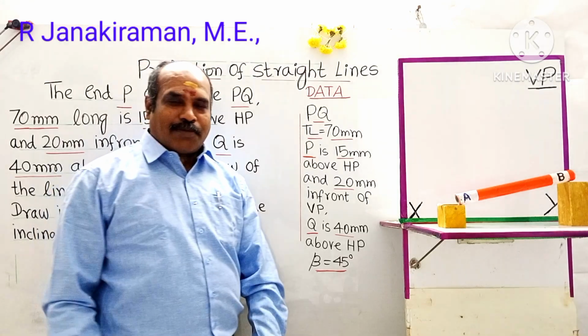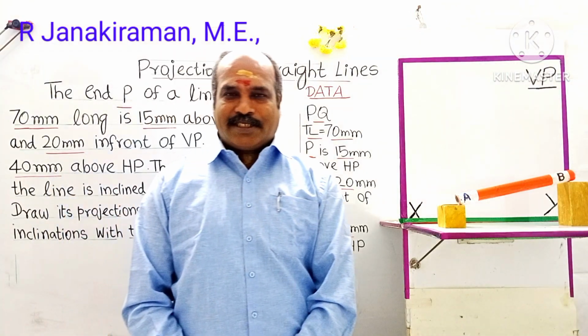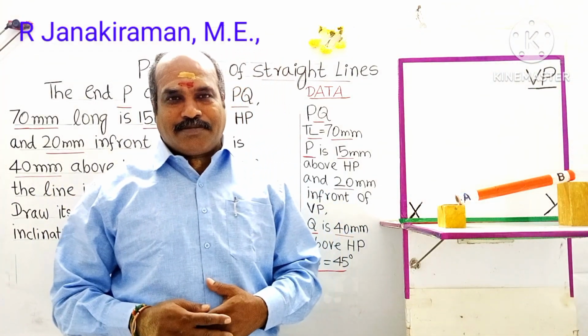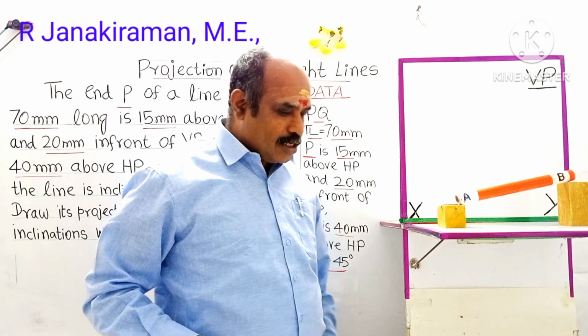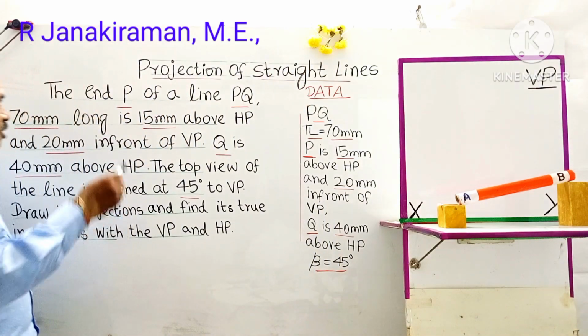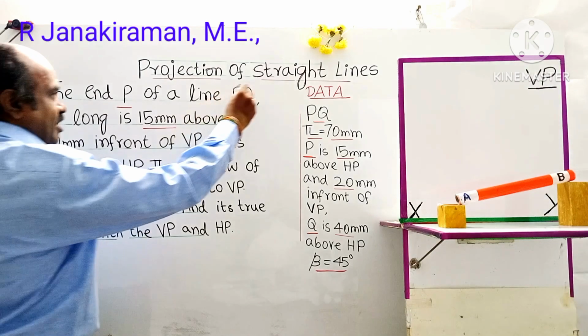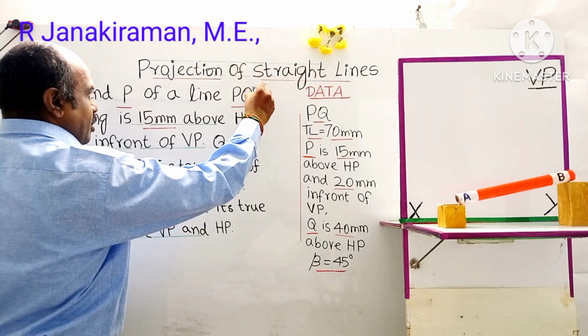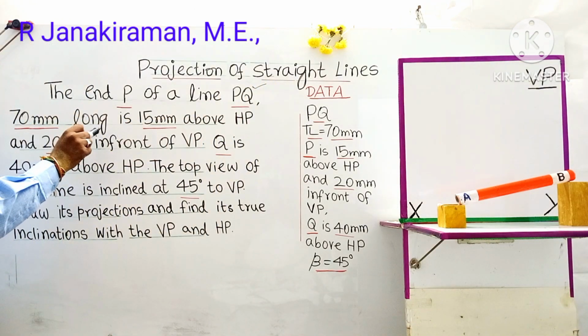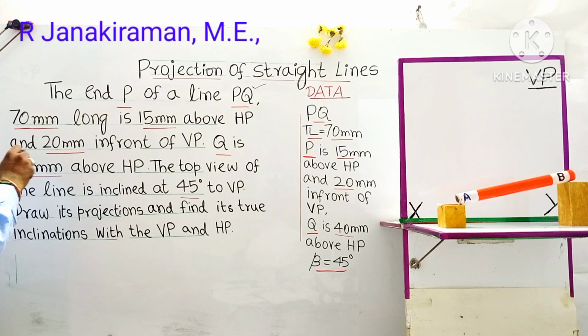Yes, welcome. The topic is projection of straight lines on the subject engineering graphics, applicable for students studying BTech first year. Please read the question. The end P of a line PQ. PQ is the name of the line. Okay, 70 mm long is 15 mm above HP and 20 mm in front of VP.